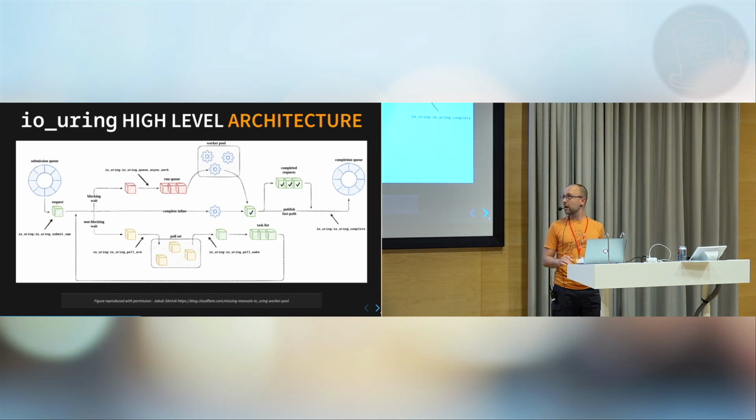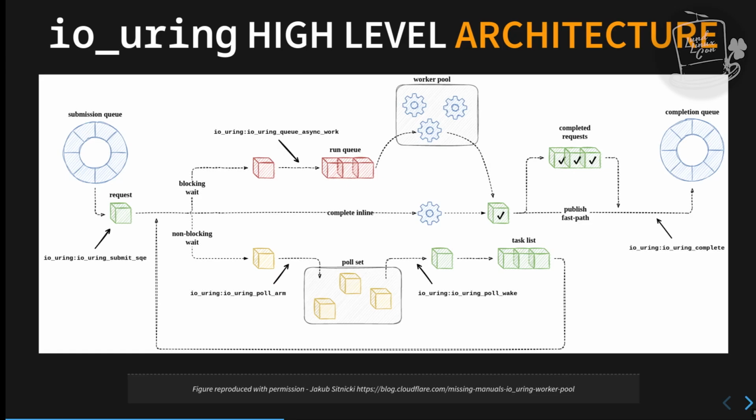And I was able to borrow this figure from a guy named Jakub, who wrote a nice blog post about the worker thread pooling mechanism in Ublk. So if you're interested in that stuff, I would suggest you go read that. It's a good blog post. So this is a picture of IO-Uring as seen by the kernel.